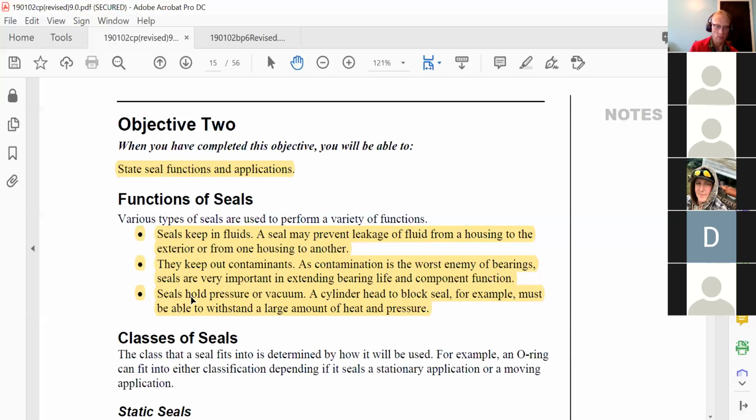They're not designed to. Seals that are designed to hold pressure or vacuum are things like, they say here, your cylinder head seal. So your head gasket, that's designed to hold pressure, right? If you have a leak in your head gasket, you're going to pressure up your coolant system, right? You're going to force coolant into the oil, or all kinds of bad things can happen, right?